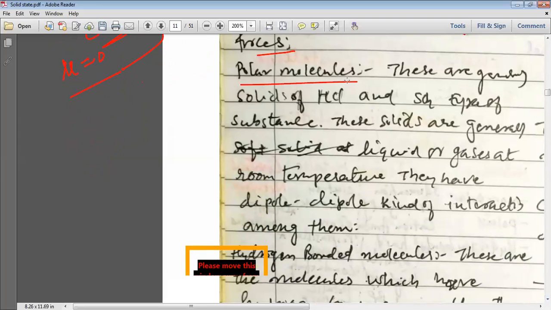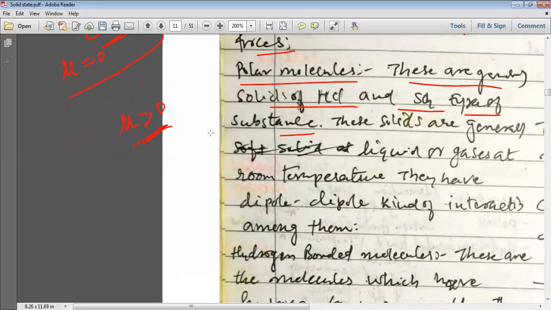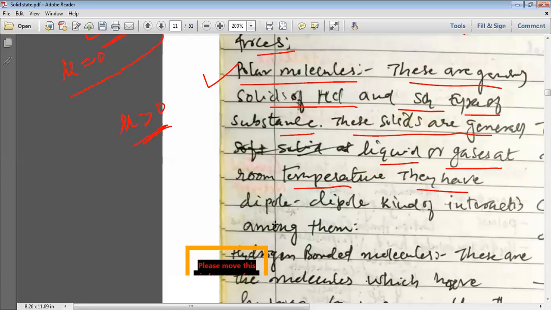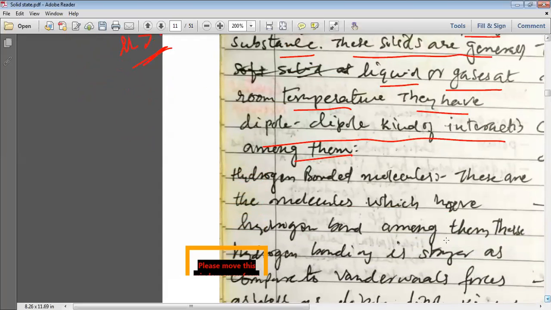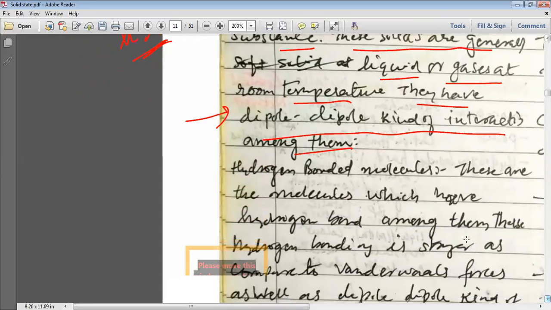Now, my dear students, we want to study about the polar molecules. These are generally the solids of HCl and SO2. These type of substances have mu greater than 0, that is, they contain some dipole moment, and due to dipole moment they are considered as polar molecules. These are generally liquid or gaseous at room temperature, but they have dipole-dipole kind of interaction among them. So the type of intermolecular interaction is dipole-dipole interaction, and thus we can say that in the polar molecules the force of attraction is dipole-dipole kind of interaction, or dipole-dipole force.